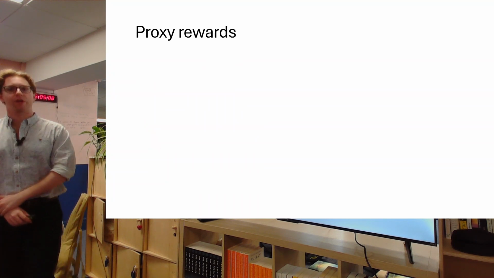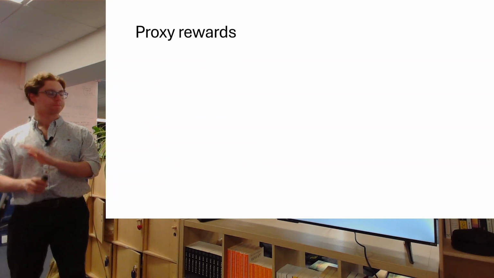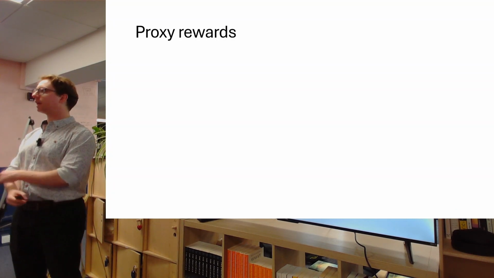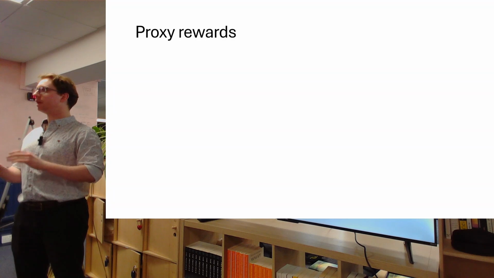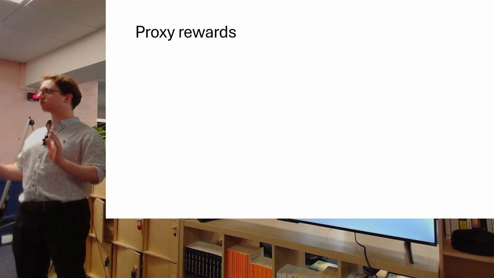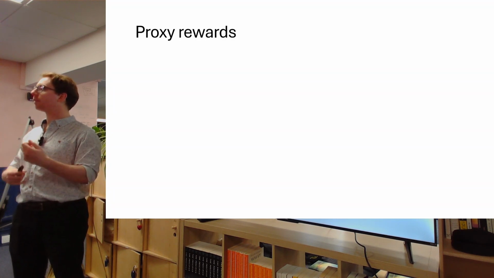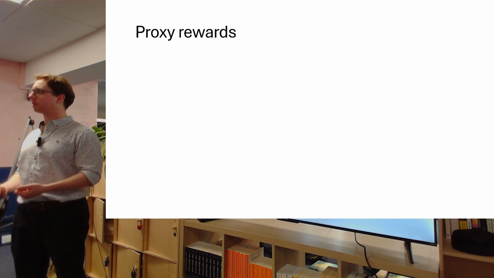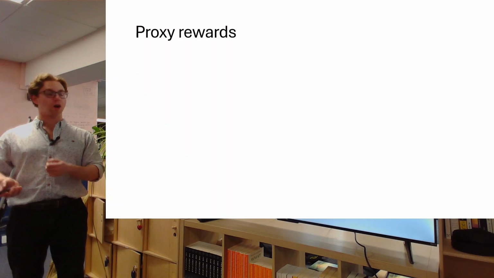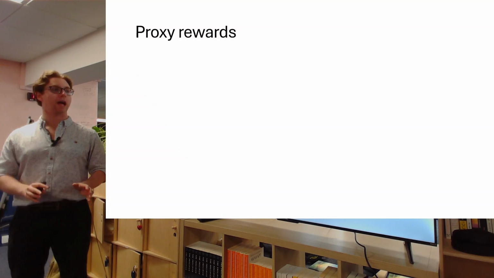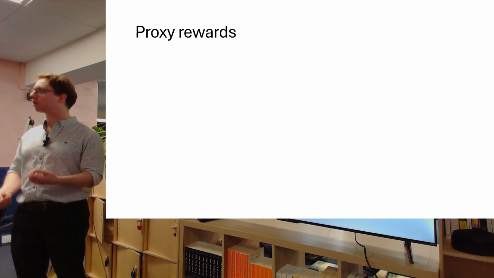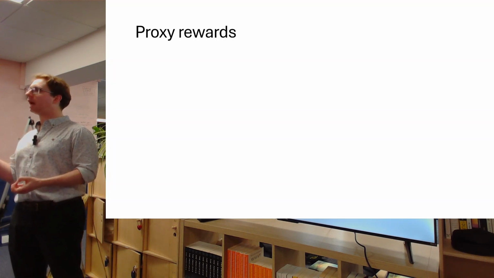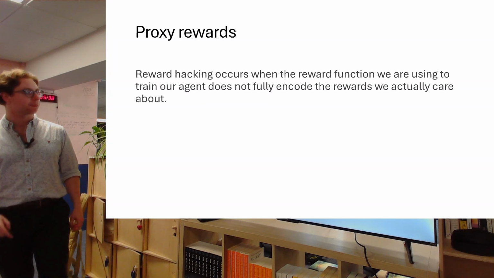So reward hacking generally differs from goal misgeneralization, where the reward was correctly specified. There wasn't anything wrong with how we specified the reward. It was something about the distribution of the training environment and of the testing environment. In contrast, reward hacking occurs when we're using a proxy reward, a reward that is different from the one that we actually want the agent to maximize.